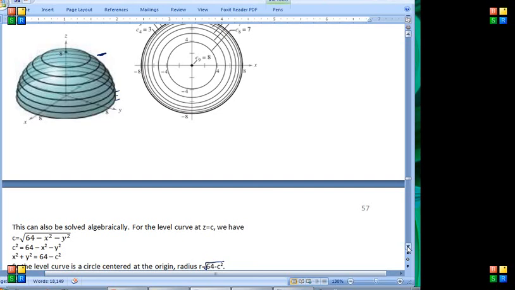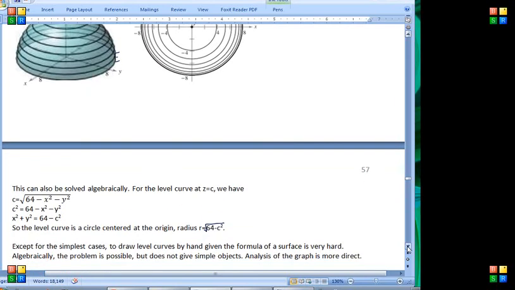So far, we've looked at fairly simple, straightforward objects. Things like spheres, the paraboloids, where it's just a parabola spun around. Now, in general, surfaces in 3 dimensions can be as complicated as you like, just like 2-dimensional functions, but now in 3 dimensions. So, in general, to draw level curves by hand given the formula of a surface is incredibly hard.